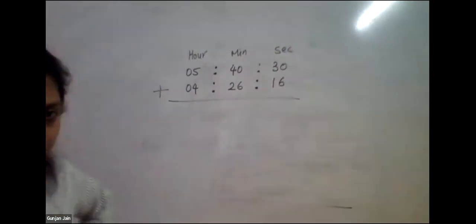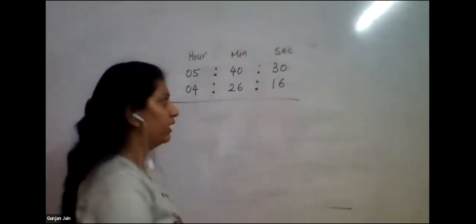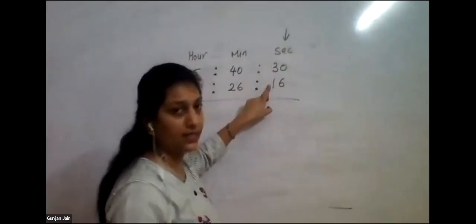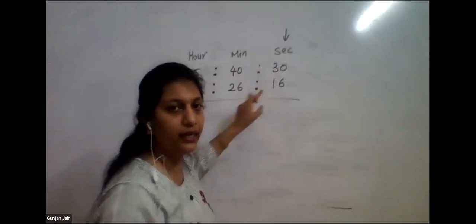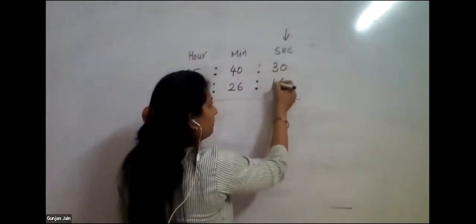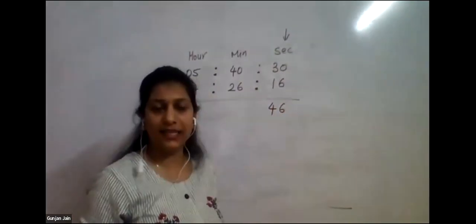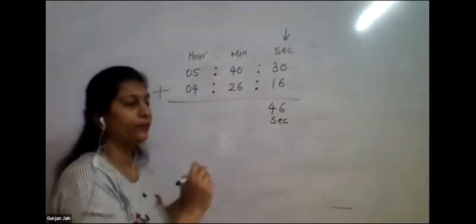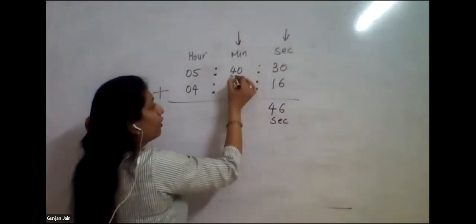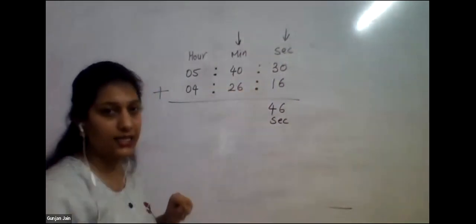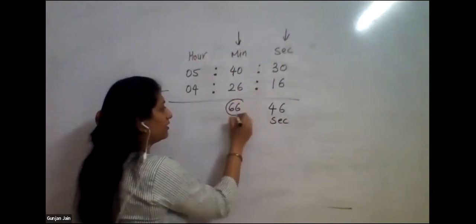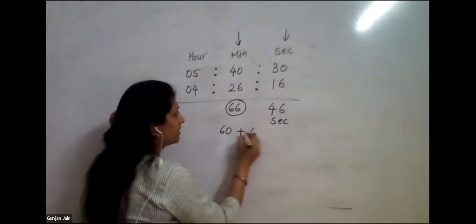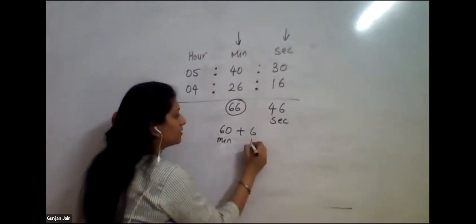Okay. Now, I'm telling you how to do it. First we will start with the seconds. So this is 30 plus 16. When added, 0 plus 6 is 6, 3 plus 1 is 4. So it is less than 60, so we don't have to do anything for this. This is 46 seconds. Now we will add minutes. Now 40 plus 26 is 66. So 66 is greater than 60. So we will convert it as 60 plus 6. So this is 60 minutes and 6 minutes.